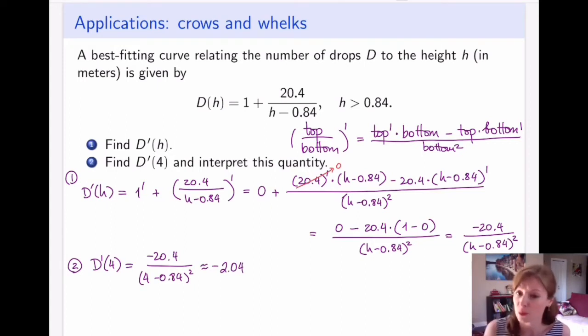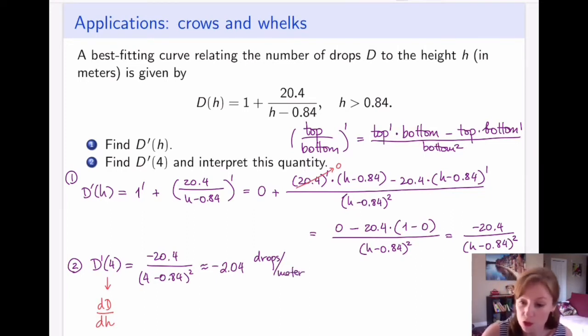Okay, if I am to interpret a quantity, I really want to know what the units are. And this is once again where it might be more useful to use the df by dx type notation, right? So as opposed to writing this, I could have written that it's a derivative of my drops function with respect to height. And this tells me that the units on top are drops, the units on the bottom are the units for my height. So this will be drops per meter.